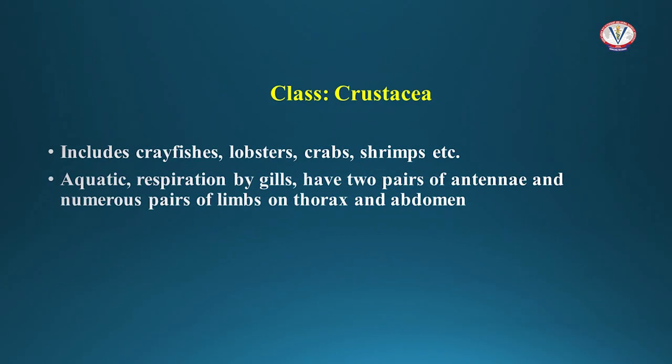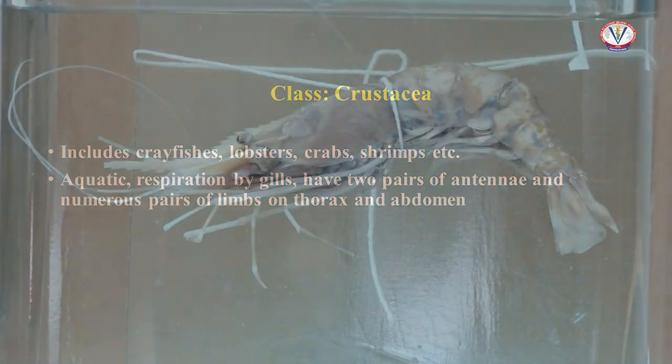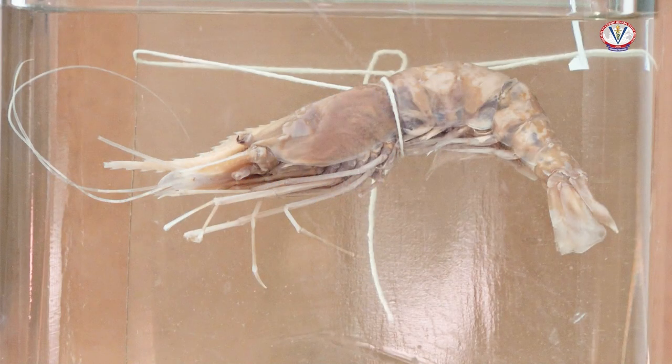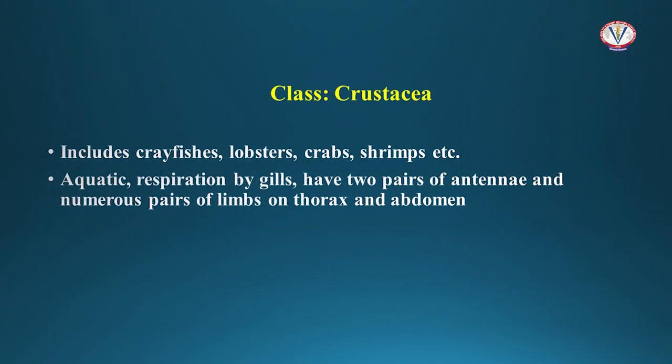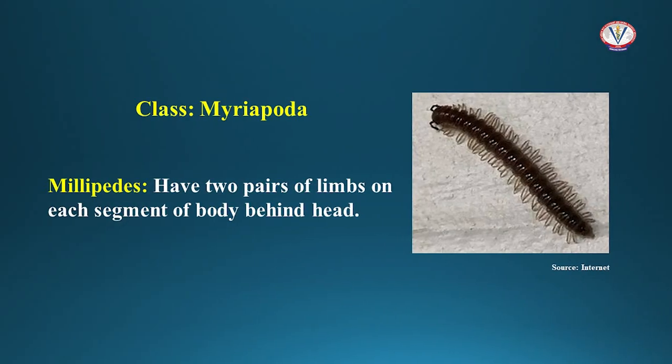Class Crustacea. It includes crayfishes, lobsters, crabs, shrimps. They are aquatic. The respiration is by gills and they have two pairs of antennae and numerous pairs of limbs on thorax and abdomen.